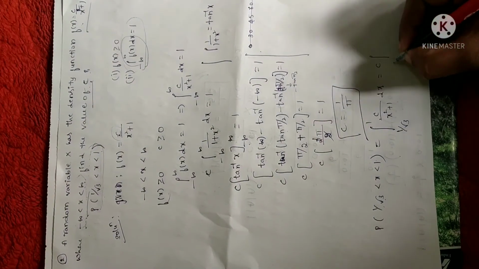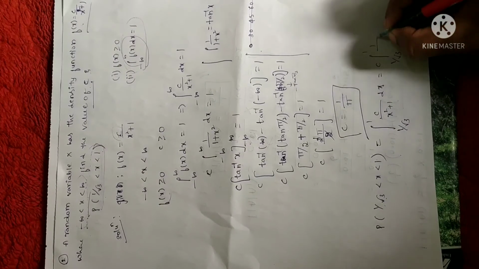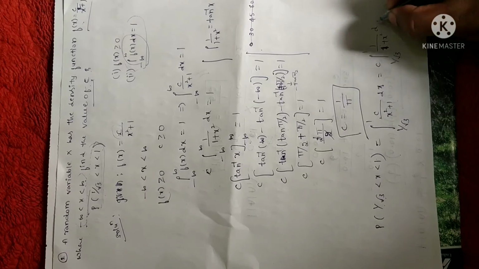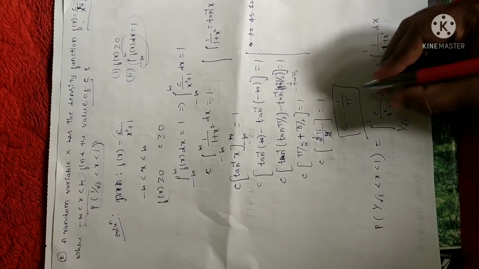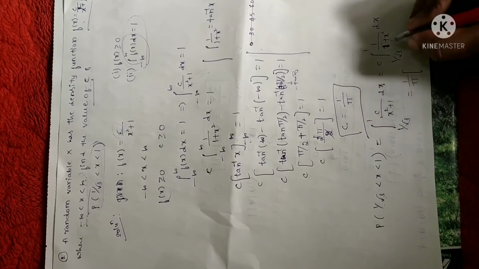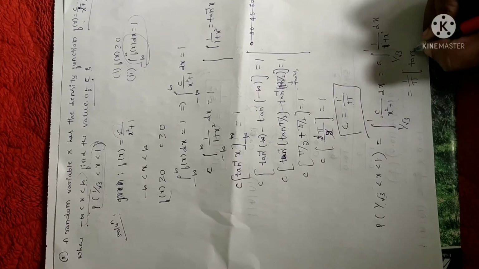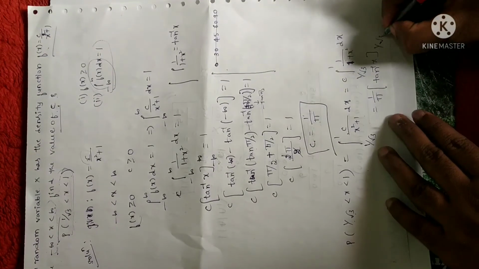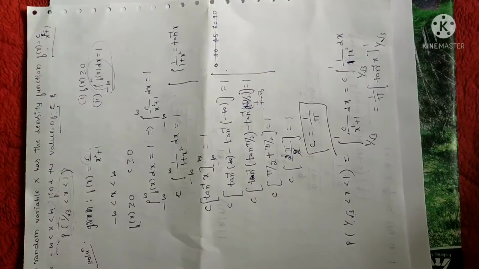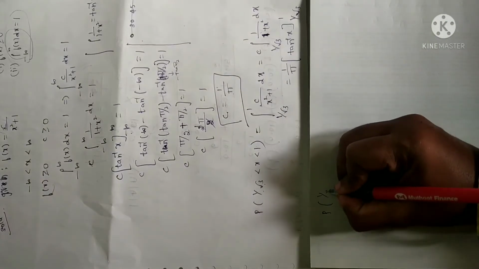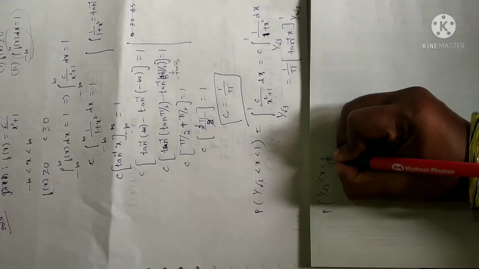So what you're going to get is the integral from 1 by root 3 to 1 of 1 divided by 1 plus x square. I can write x square plus 1 as 1 plus x square, dx. Right? We have already calculated the value of c, so let me substitute. C is equal to 1 by pi. Now the integration of 1 by 1 plus x square is tan inverse of x, with limits from 1 by root 3 to 1. Clear? Now let me substitute the limits. I'll just simplify here. When you substitute the limits, you will get the probability of 1 by root 3 less than x less than 1.